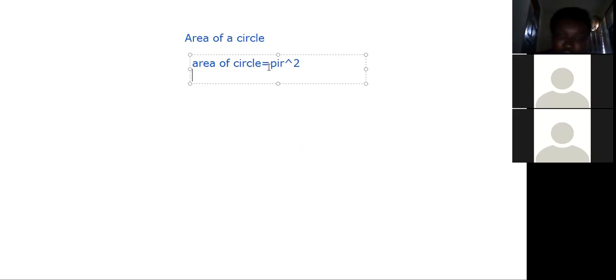Now, in terms of radius, the area of a circle is equal to pi r squared. In terms of diameter, the area of a circle is pi d squared.